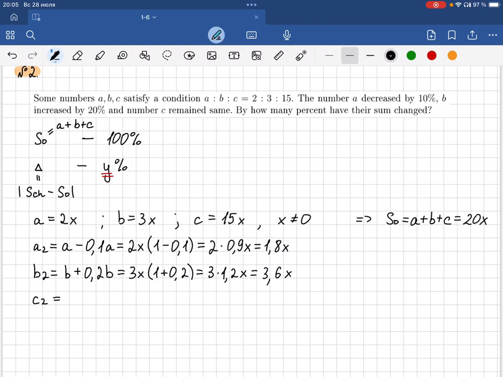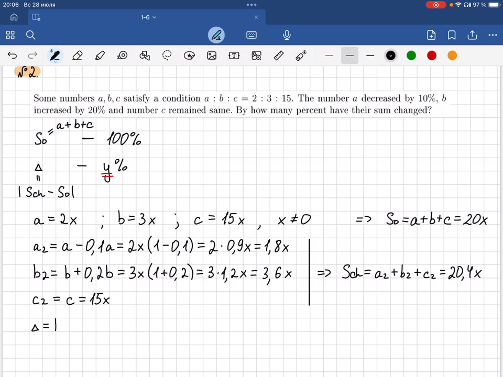And what about our C? Our number C remains the same. So C2 is just C, which equals 15x. And from here, we can find our sum after changes, which is just A2 plus B2 plus C2, which is equal to 1.8x plus 3.6x plus 15x, which is 20.4x.